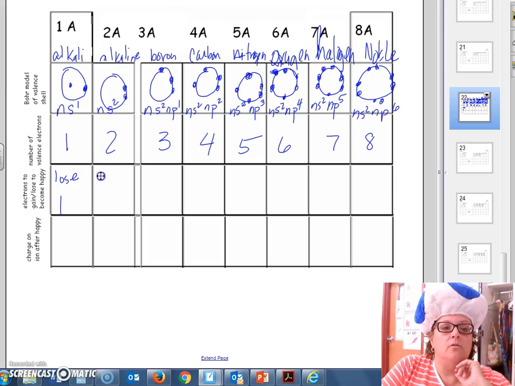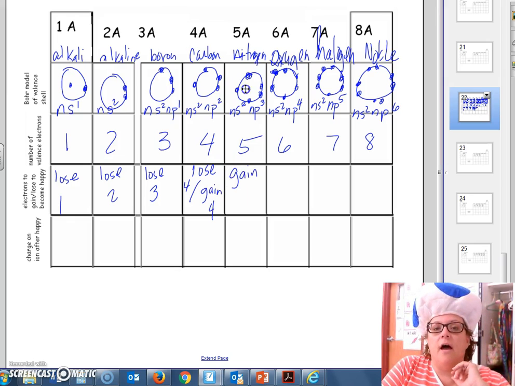The alkaline earth metals want to lose 2 electrons to get happy. The boron family will lose 3 electrons to get happy. The carbon family will either lose 4 or gain 4 to get happy. Nitrogen will gain 3 because he's got 5 in his outer shell.